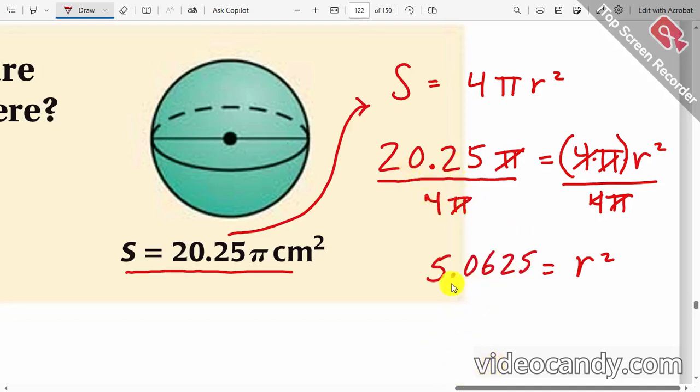I get 5.0625. That's r squared. The way to undo something squared is to take the square root. So if you want to undo the squared, you just take the square root of both sides. The square root of 5.0625, I get 2.25.